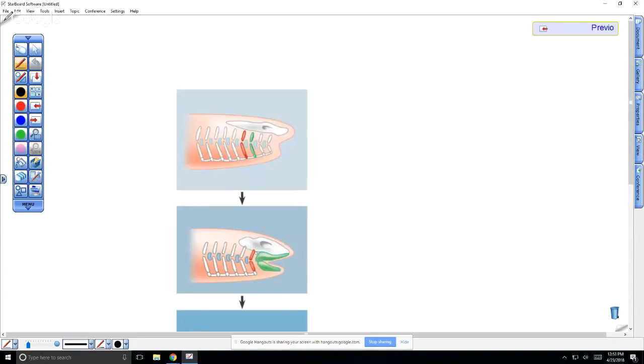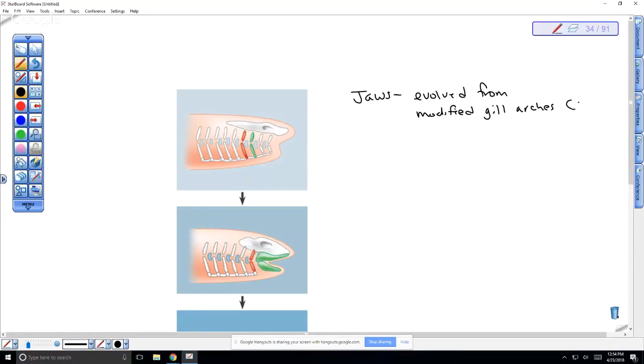So the other thing that we need to talk about is where the jaws come from, because all of a sudden we have jaws where before we didn't. So in the fossil record, all of a sudden you see animals with jaws, fish with jaws. So they're the first group that evolved jaws. And if you look at here, the jaws evolved from modified gill arches, or sometimes these are called supports.